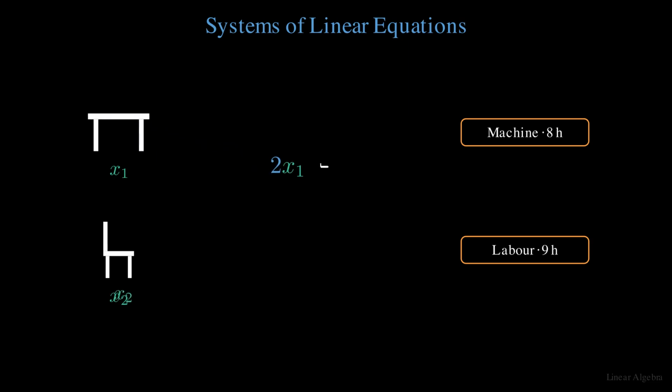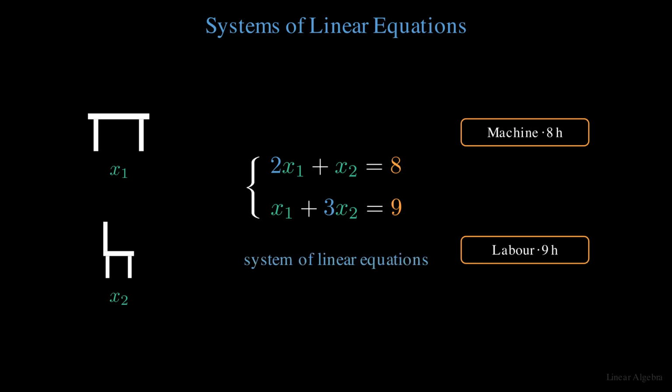Call x1 the number of tables and x2 the number of chairs. Each table takes 2 machine hours, each chair takes 1, and the total must be 8. Labor gives a second equation, 1 hour per table, 3 per chair, 9 in total. 2 equations, 2 unknowns. This is a system of linear equations.